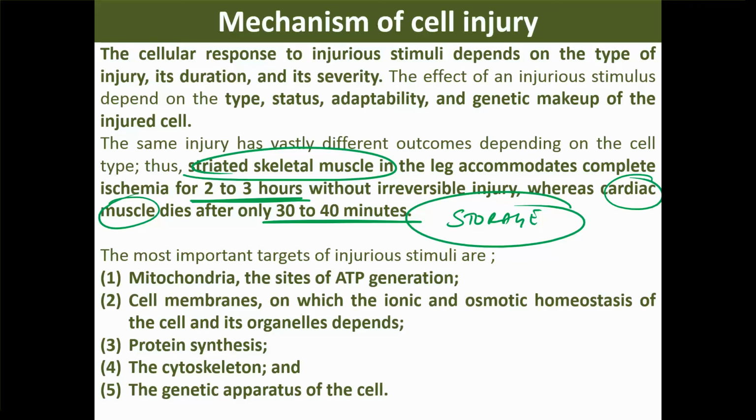What components of the cell are affected? Mitochondria are affected when there is hypoxia, and cell membranes are affected. Protein synthesis is affected because the endoplasmic reticulum, Golgi apparatus and ribosomes are affected. The cytoskeleton is affected because the cell is swelling, and the genetic apparatus of the cell is affected. The DNA is affected in the end.